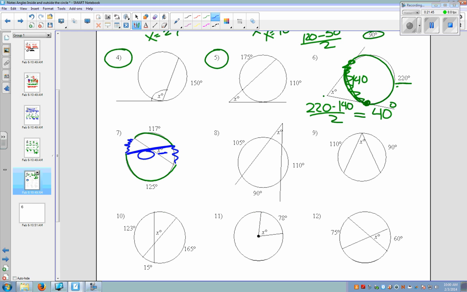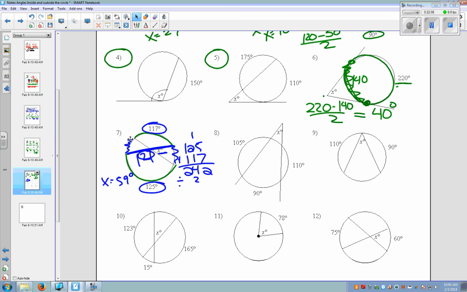This is an inside, so I'm going to add my arcs, because I make a plus sign, add them and divide by 2. So 125 plus 117 gives me 242, and when I divide it by 2, I get 121. So that means that angle is 121, so to get x, I have to subtract from 180, so I get x equals 59 degrees. All right, guys, we're going to stop there. I know there's many more examples. Try some on your own if you want to. We will go over these in class, but give them a shot.